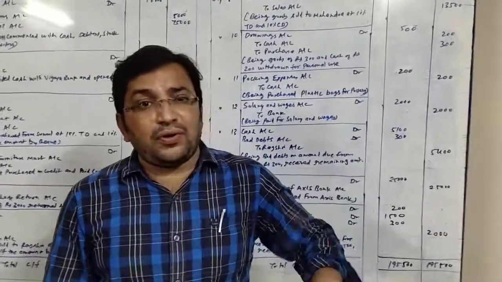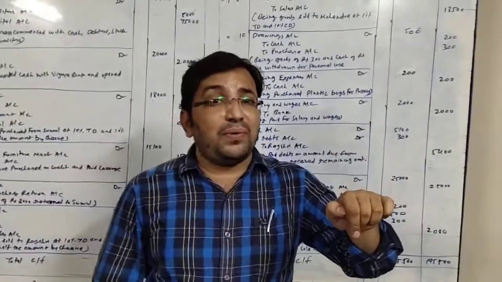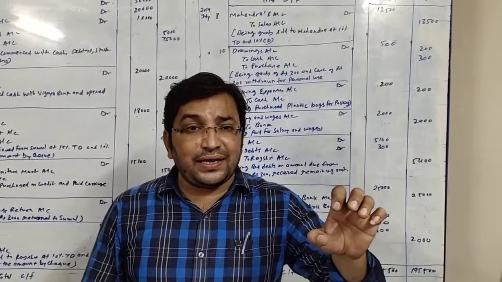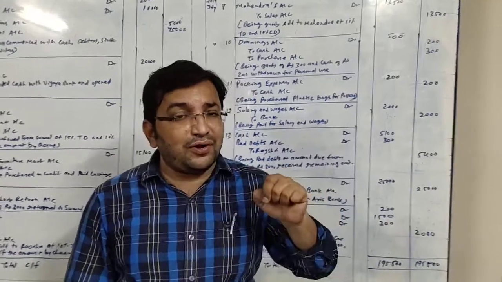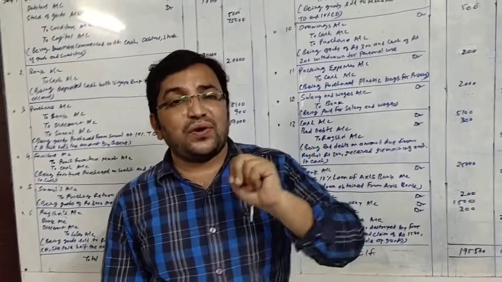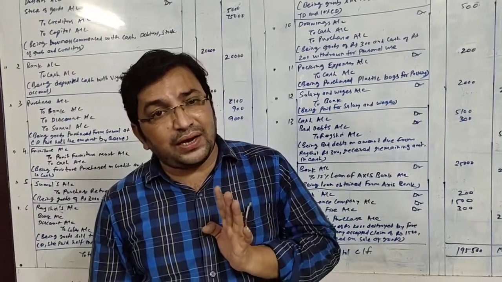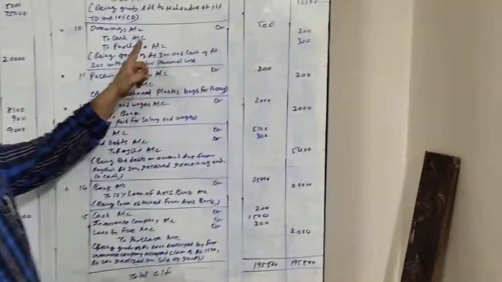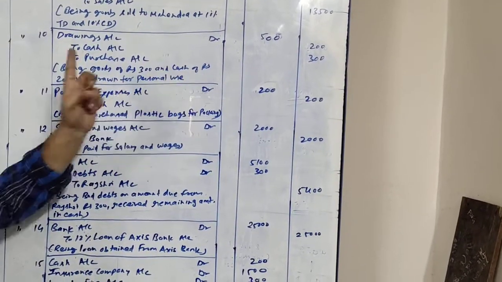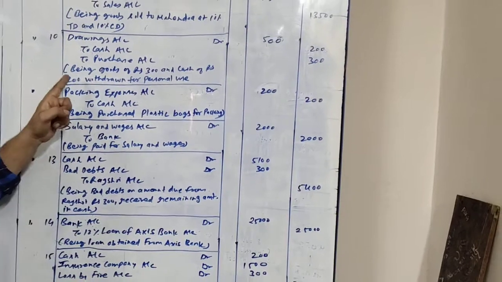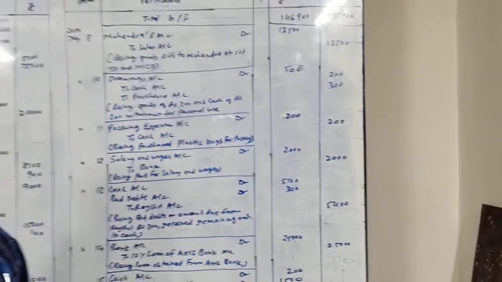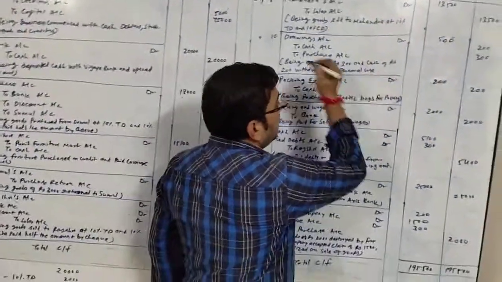Now goods is going out. So purchase account will be affected. We know goods going out other than sales will be credited to purchase account. So purchase account will be affected by 300. Moreover, cash account. Cash is going out 200. So cash account will be credited 200. Here the entry is drawings account debit 500, to cash account 200 and to purchase account 300. Being goods of rupees 300 and cash of rupees 200 withdrawn for personal use.